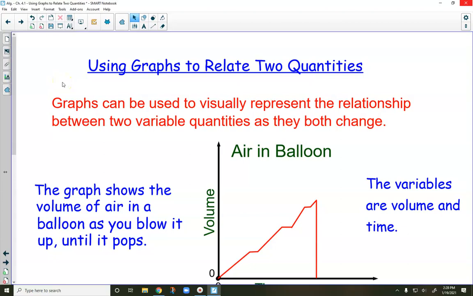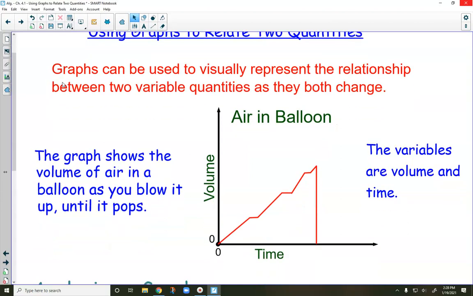Using graphs to relate two quantities. Graphs can be used to visually represent the relationship between two variable quantities as they both change. The graph shows the volume of air in a balloon as you blow it up until it pops. So we have air in a balloon. The variables are volume and time, and we're comparing the amount of volume in this balloon as time moves on.